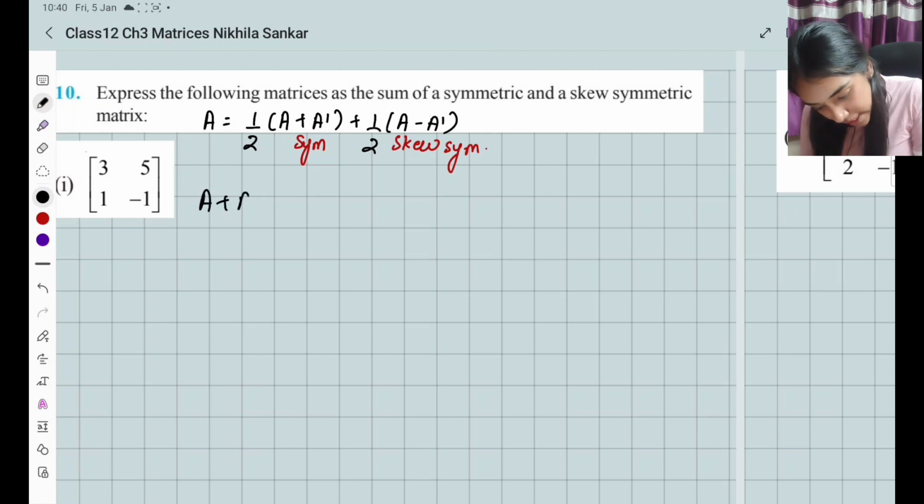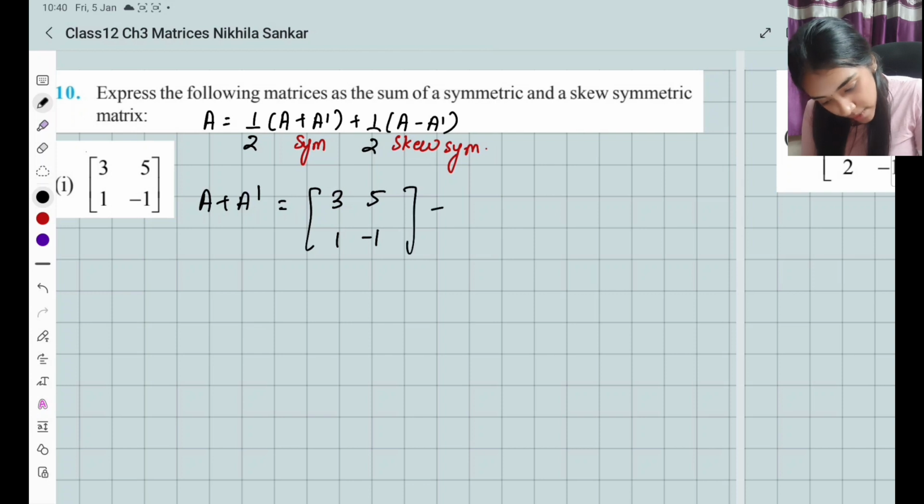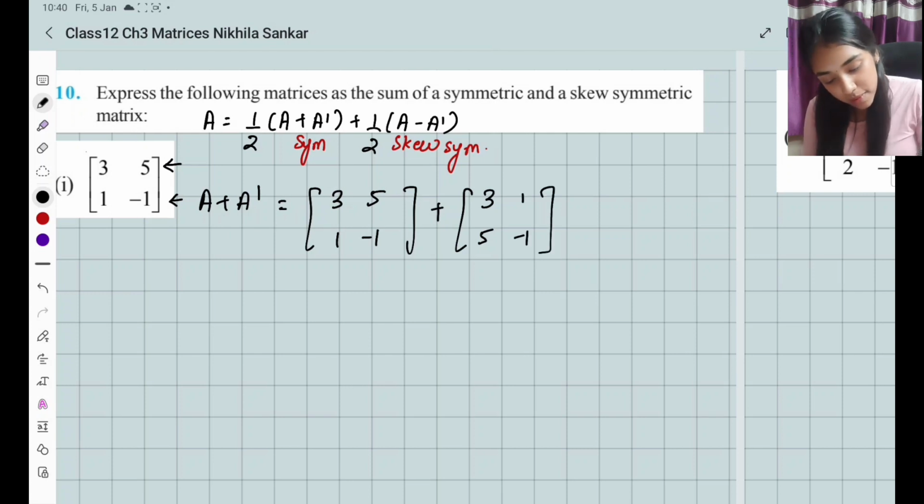So I have A plus A dash is going to be A, which is 3, 5, 1, minus 1, plus A dash, where the first row becomes the first column. So 3, 5, 1, minus 1. Second row becomes the second column. When I add this, I'm going to have 3 plus 3, 6, 5 plus 1, 6, 1 plus 5, 6, minus 1 is minus 2.